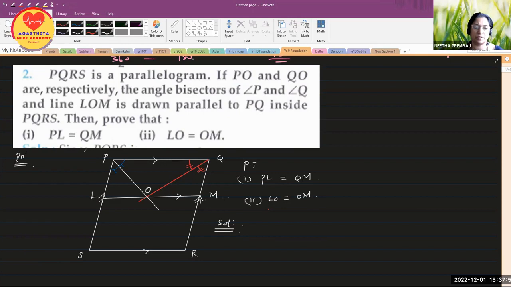Wait, let me check once again. See, if I name this as angle 1, this is also angle 1, this is angle 2 and this is angle 2. Then you have to see if these two triangles are congruent, then you can say, but you can't say, right? This is a parallelogram.